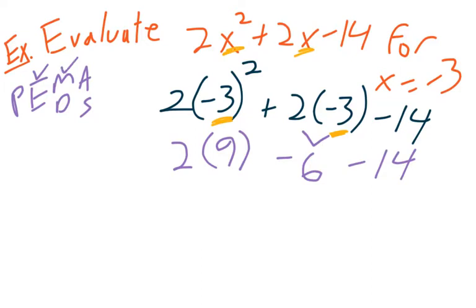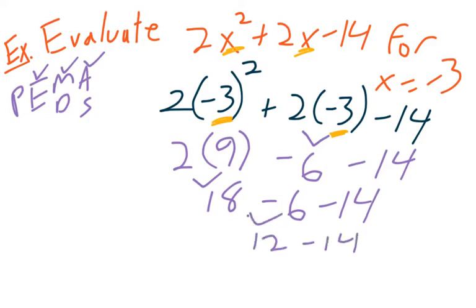So we have some more multiplication. 2 times 9 is 18, minus 6, minus 14. And now I can add and subtract from left to right. So 18 minus 6 is 12. 12 minus 14 is negative 2.